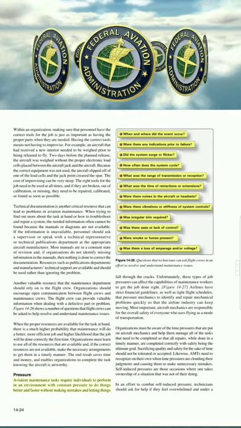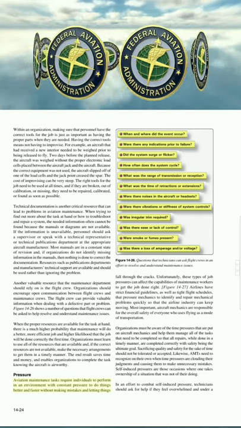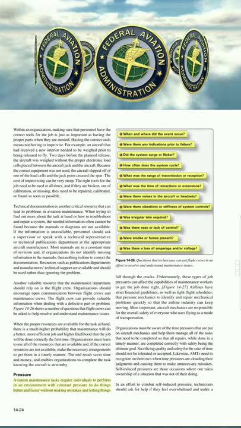Pressure. Aviation maintenance tasks require individuals to perform in an environment with constant pressure to do things better and faster without making mistakes and letting things slip.